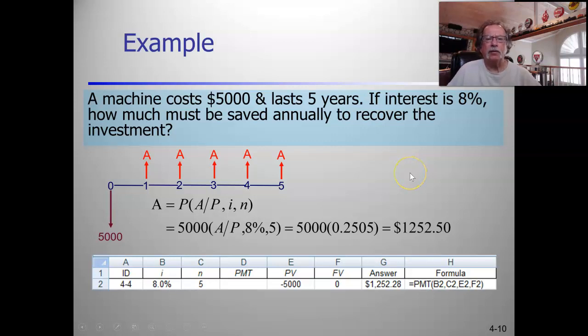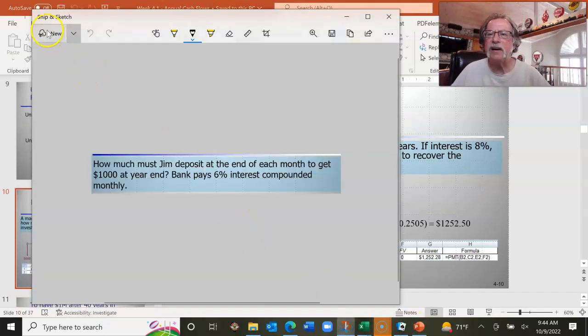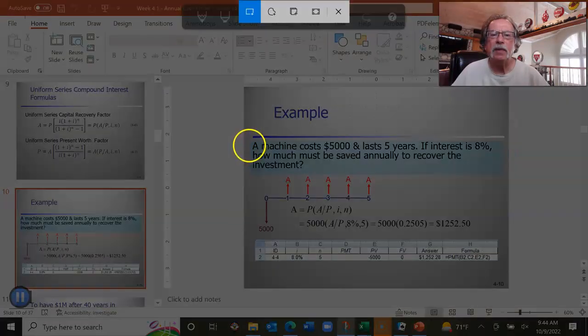So for example, this is exactly what that loan payment was, where I showed the four different methods to calculate repaying a $5,000 loan. And so it's $5,000, life is 5 years, interest is 8%. How much must be saved annually to recover the investment? Okay, let's just look at this, because this is how you calculate payments on a loan.